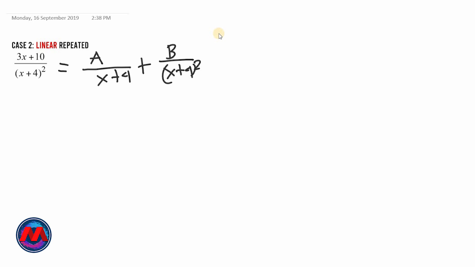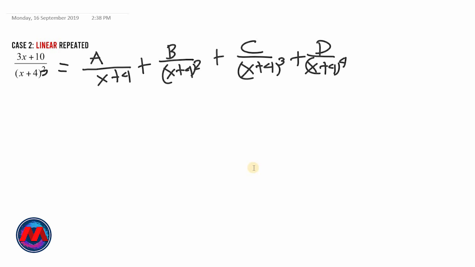Kung ilang beses na repeat yung linear equation, ganun din yung bilang kung ilang terms. So, for example, ito is cube yan. Magdadagdag tayo dito ng c over x plus 4 raised to 3. Gets? So, raised to 1, raised to 2, raised to 3. Alright? So, pag raised to 4 naman yan, magdadagdag ulit tayo plus d over x plus 4 raised to 4. Pero, wag nating pahirapan, hanggang 2 muna tayo. So, erase muna natin yan.